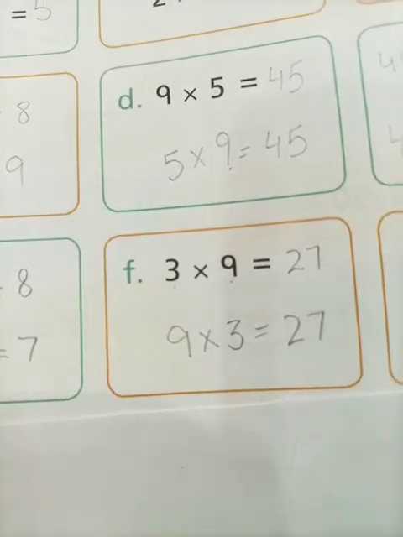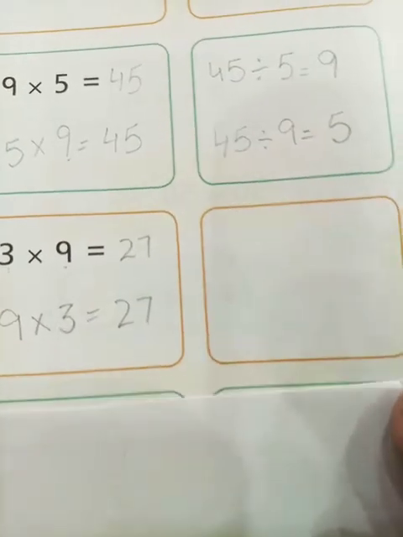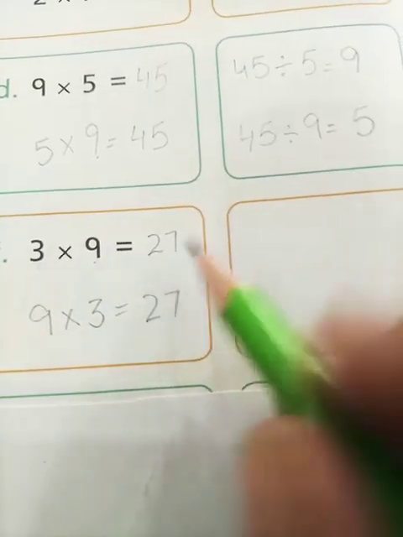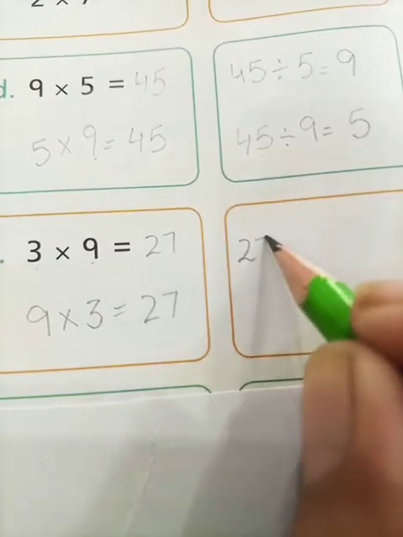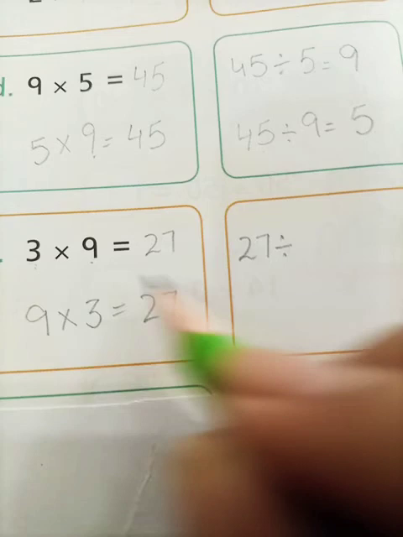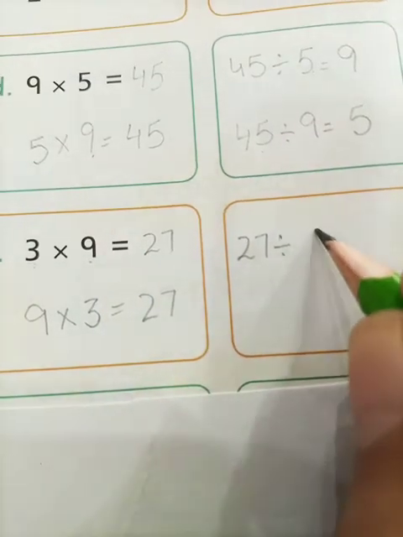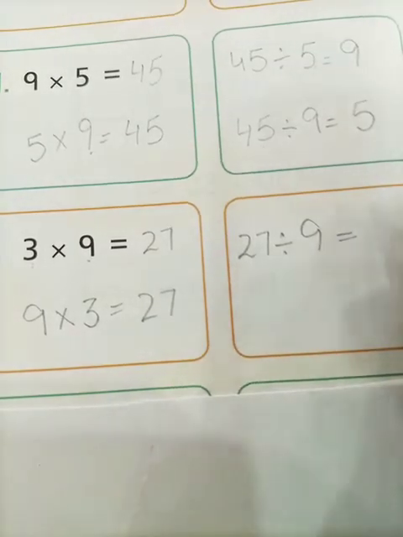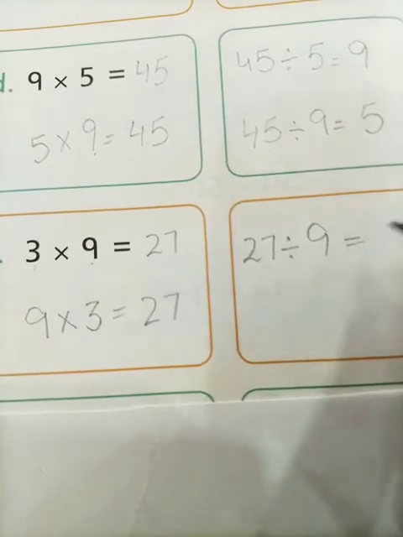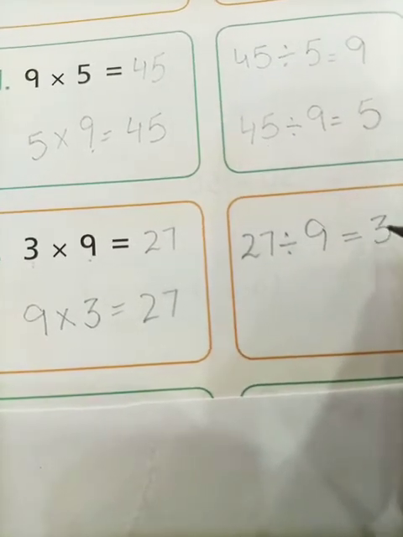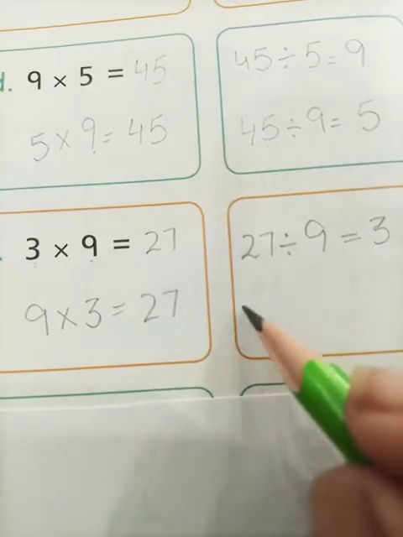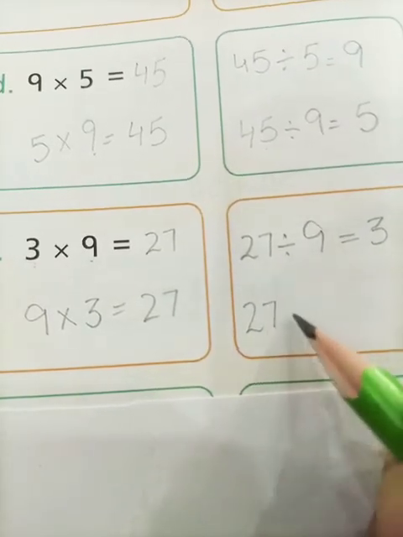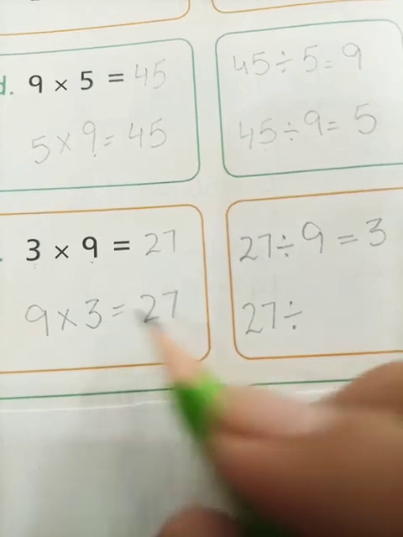Okay. Now students, in the division facts we are going to write our answer first and then our second number. Okay, that is the 9 here. So students, 27 divided by 9, and our answer is 9. 3s are 27. Next is 27 divided by our second number, that is the 3.